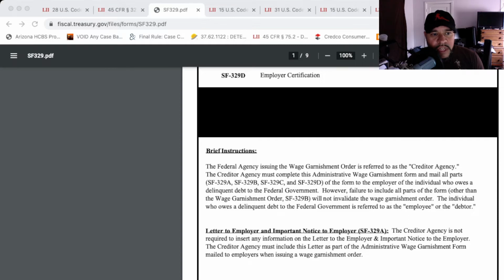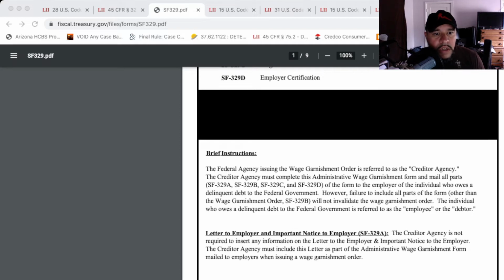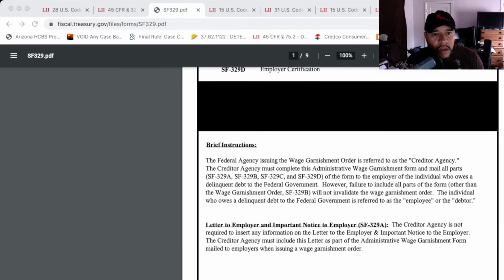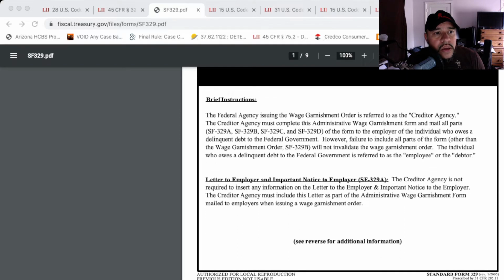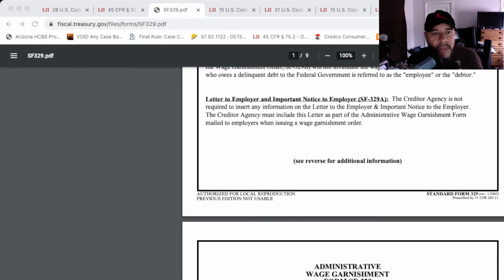It says the individual who owes a delinquent debt to the federal government is referred to as the employee or the debtor, right? And it says failure to include all parts of the form other than B will not invalidate the wage garnishment order. That's what the instructions say. Failure to include all parts of the form will not invalidate it. Now, however, you can demand all parts.